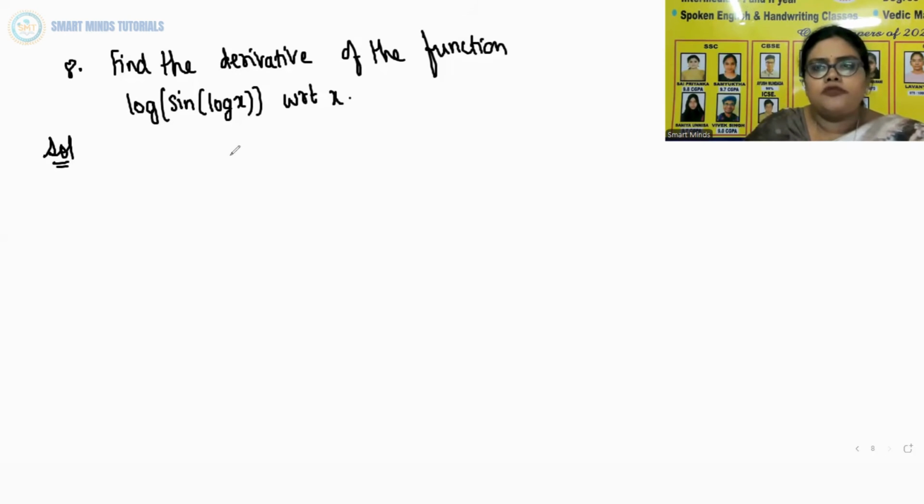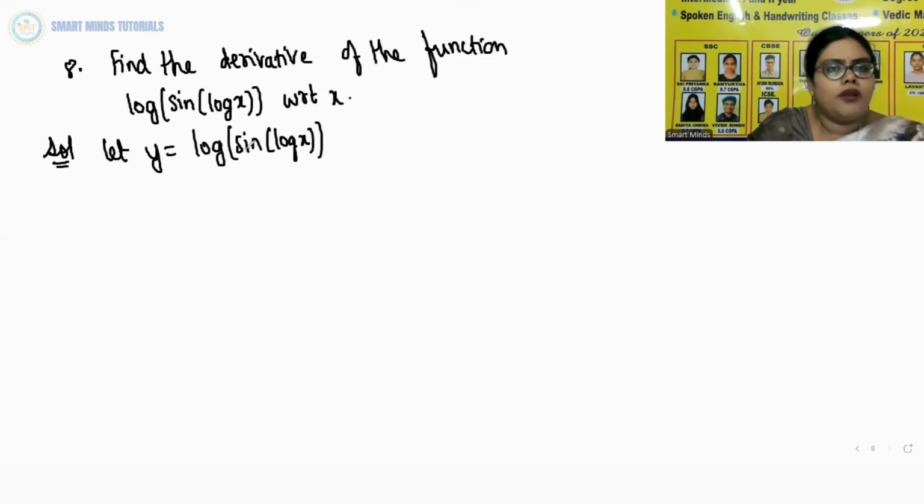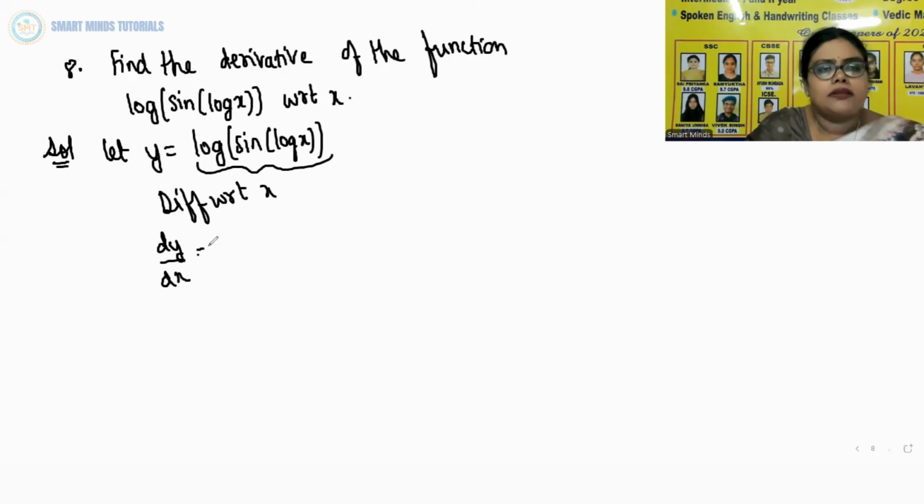Now take the next question. Find the derivative of the function log of sine of log x. So let y is equal to log of sine of log x. You can see one function is inside the other. Within log you have sine log x, and again within sine you have log x. So this is one function itself. So we differentiate with respect to x. So dy by dx, then we have to differentiate this whole function, d by dx of log of sine of log x.